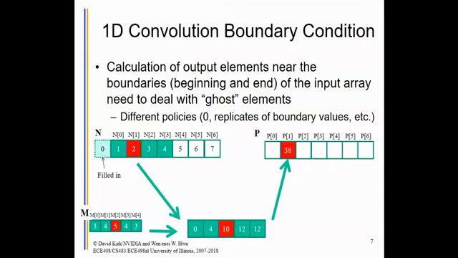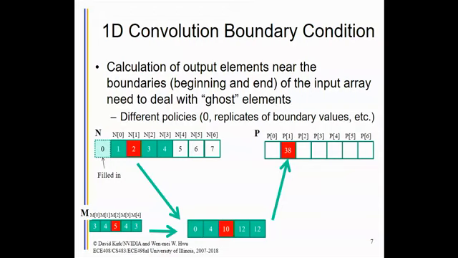For example, you can replicate your boundary value P0. You can take N0 and then just replicate it here. And that's also a reasonable policy, because you just say, I don't know what that value is, but I do know the boundary one, right? So I just assume that it's the same. It's also a reasonable assumption. So it depends on what you're trying to do.